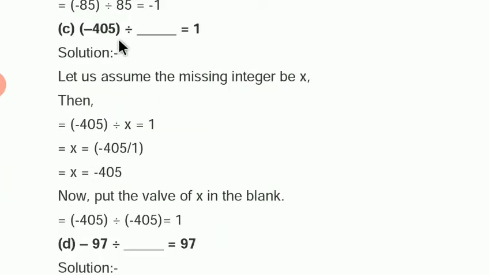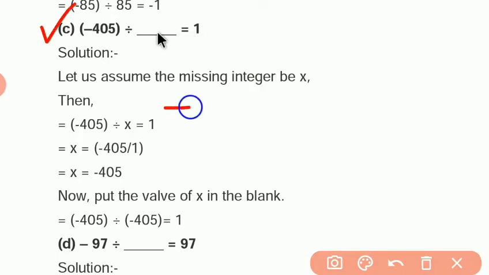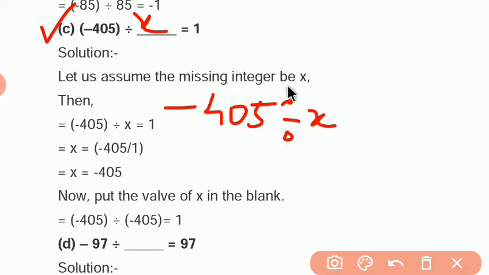Then minus 405 divided by dash, which is equal to 1. Here you can see that by which number we should divide minus 405 to get the answer 1. It means to get the same answer 1, we have to divide by minus 405 only. So again let us assume the missing integer be x. Then minus 405 divided by x is equal to 1.